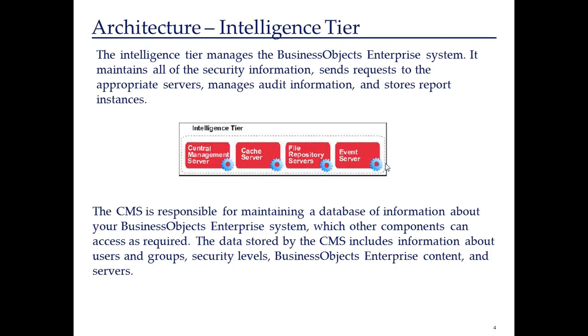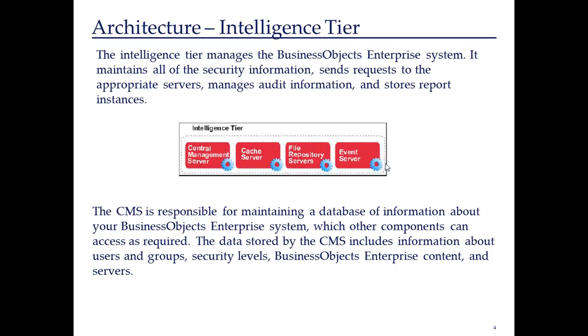And then we have another server, file repository server. So as I said, you can publish multiple reports into your business object server, but where are they going to be stored? Any idea? When you publish any report into your business object server, where are those reports going to be saved? Central repository.